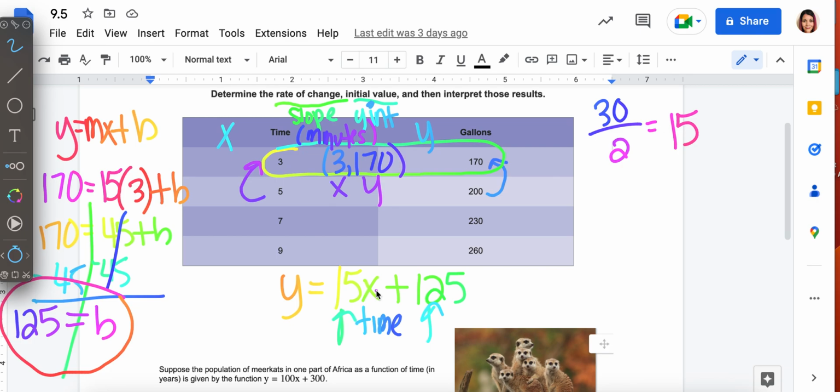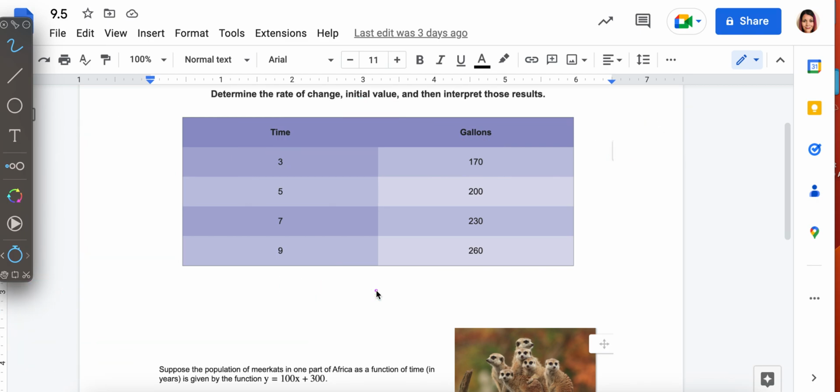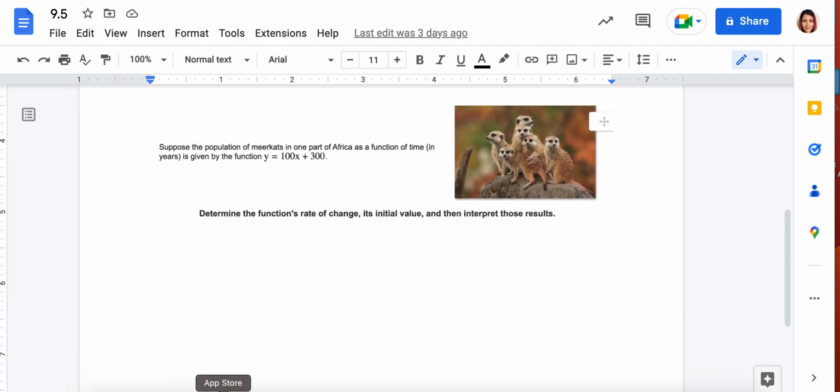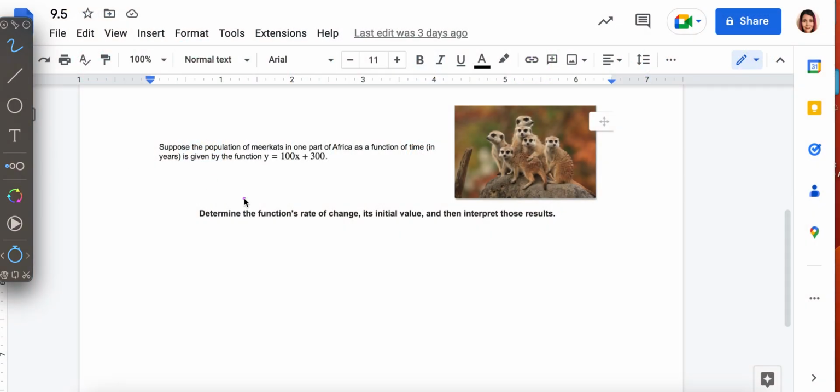Okay, let's do another one. Let's look at this one right here with these cute little meerkats. It says, suppose the population of meerkats in one part of Africa is a function of time. So that means our x coordinate is time, in years, given by the function y.